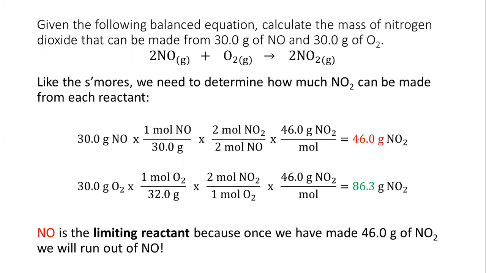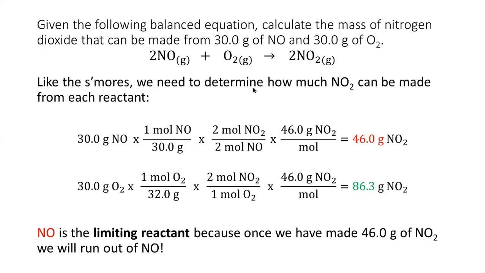So we can do something similar to what we did with the s'mores with chemical reactions, because now we know how to convert from moles and mass of starting material to moles of product. We can now ask, how much do we need of a certain reactant to make a product? So given the following balanced equation, calculate the mass of nitrogen dioxide that can be made from 30 grams of nitrogen monoxide, or nitrogen oxide, and 30 grams of oxygen.